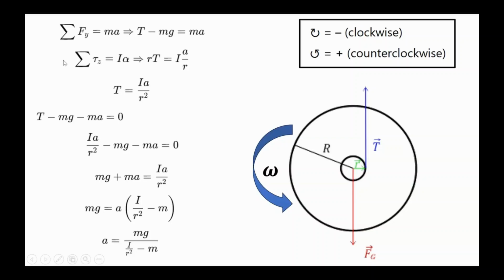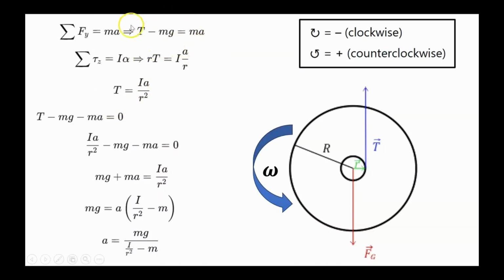Next, I apply Newton's second law for rotation to the yo-yo. Net torque equals I alpha. Recall, these are the standard sign conventions. Counterclockwise is positive and clockwise is negative. The tension force puts a counterclockwise torque on the yo-yo. It's equal to little r times the force of tension times the sine of 90. So rT equals I alpha, and alpha is acceleration over r. This equation allows me to find an expression for tension, Ia over r squared.